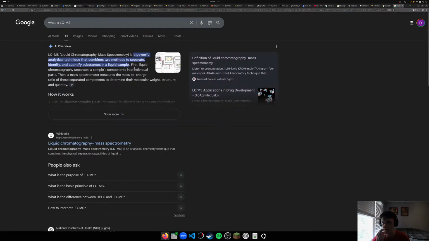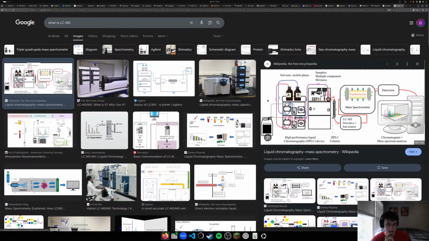Liquid chromatography mass spectrometry is a powerful analytical technique that combines two methods to separate, identify, and quantify substances in a liquid sample. First, liquid chromatography separates the sample's components into individual parts. Then a mass spectrometer measures the mass to charge ratio of these separated components to determine their molecular weight, structure, and quantity. Okay. All right.